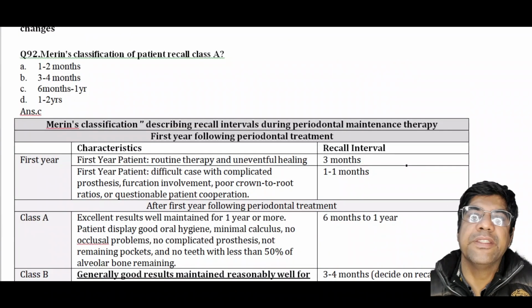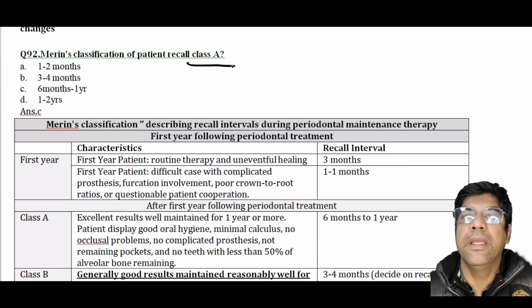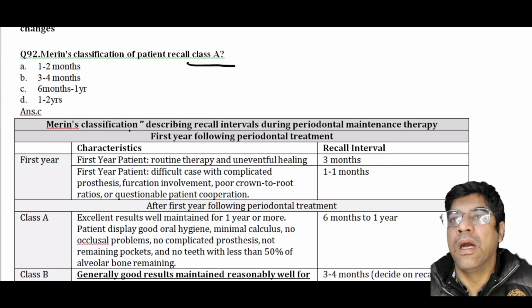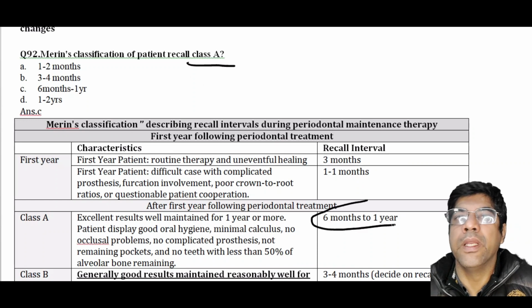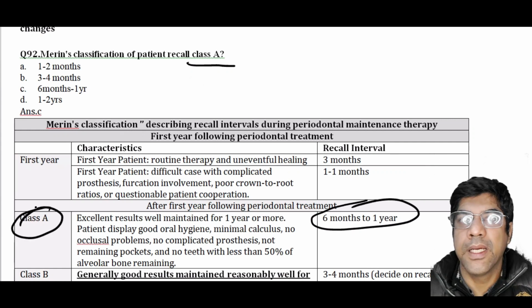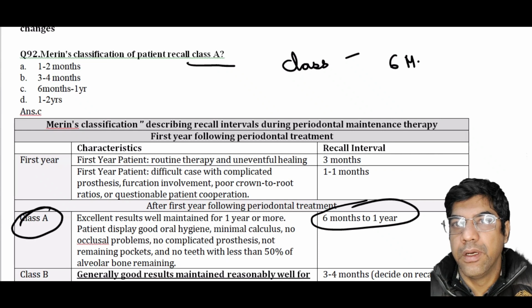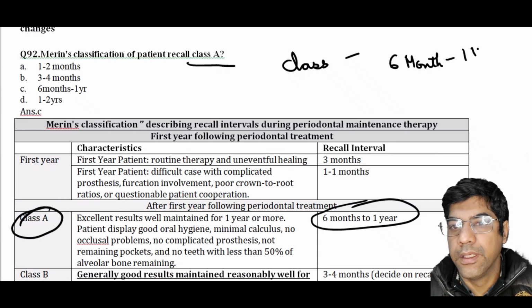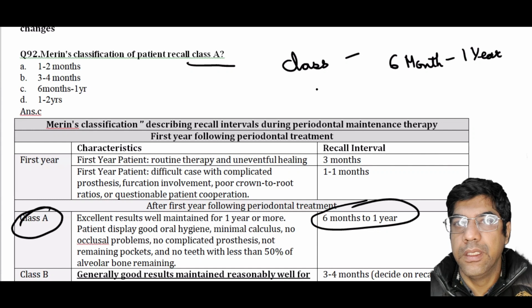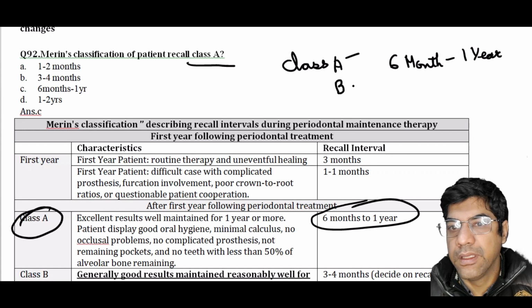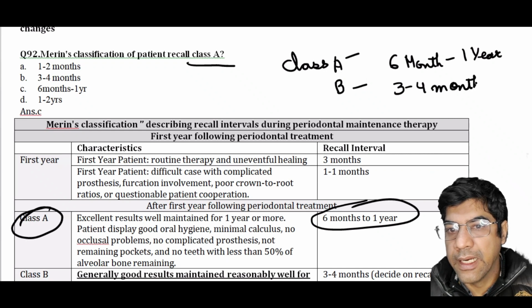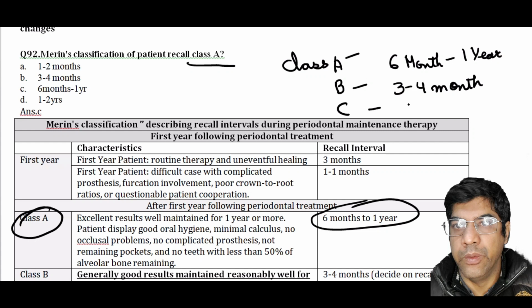The Marine classification of patient recall, class A, the answer is 6 months to 1 year. So remember that class A patient recall is 6 months to 1 year. Class B is 3 to 4 months. And class C is 1 to 3 months.